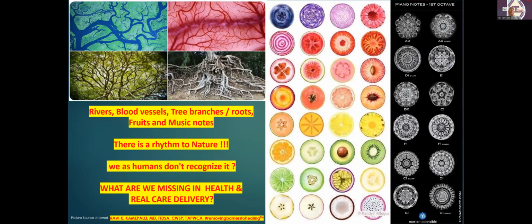We have to understand that this whole process is a symphony. There is a rhythm to nature. There are rivers. You can see the rivers, you can see the blood vessels, you can see the trees, and also different music notes. Everything has a rhythm. We humans have to recognize it. And we are missing that in healthcare. And we need to start thinking about how we can include a whole person approach in care delivery.